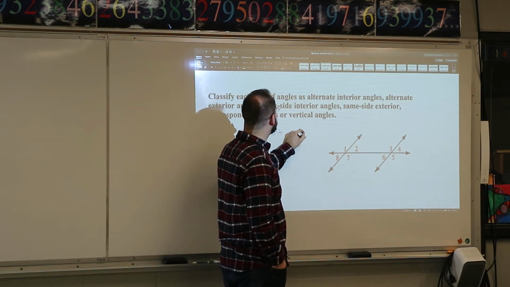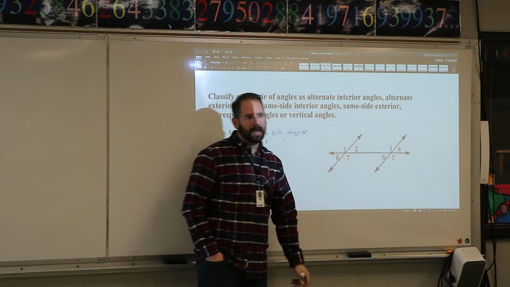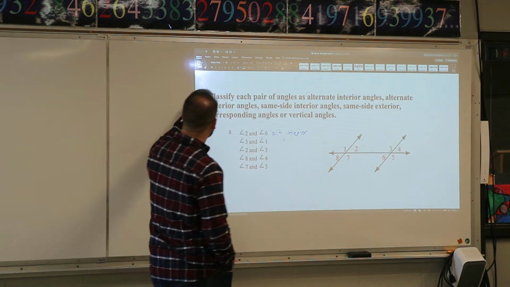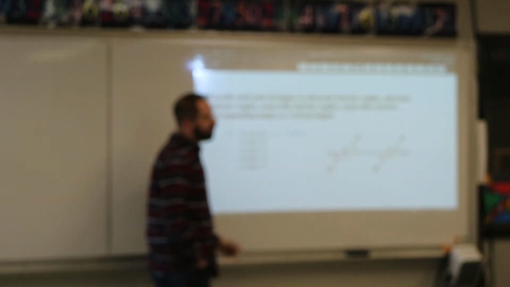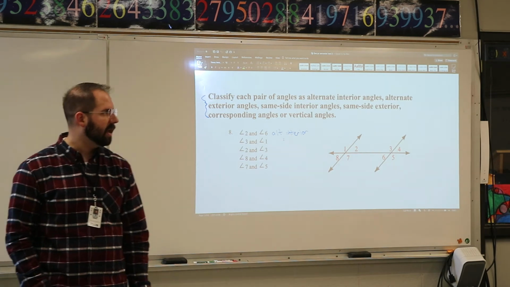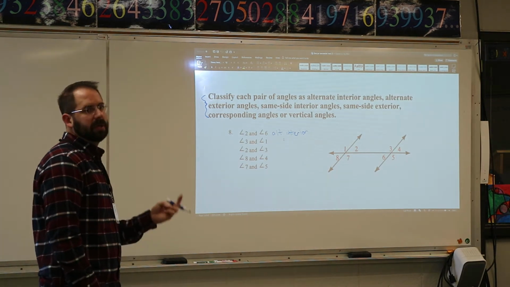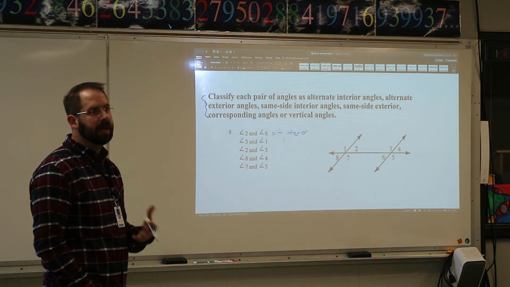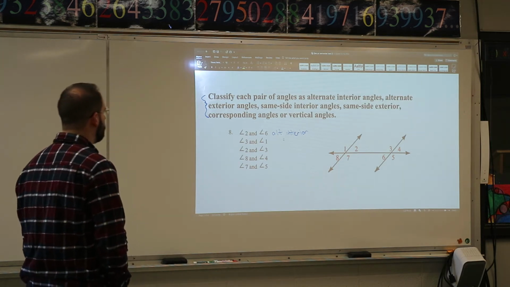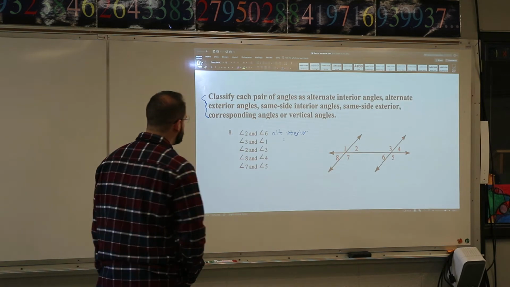Alt interior. This is what I'll do. On test day, I'll have different words there in the word bank. The word bank is literally right here. And again, I will clearly warn you on semester test day if there's any additions or subtractions to that list. I could put vertical, linear pair, supplementary, complementary. I can put anything I want there, as long as it's a word that we've previously discussed.